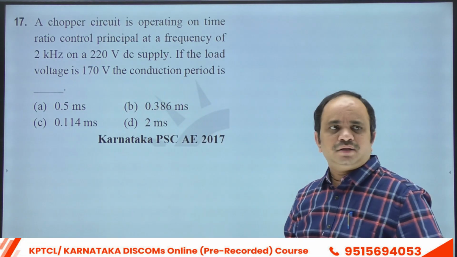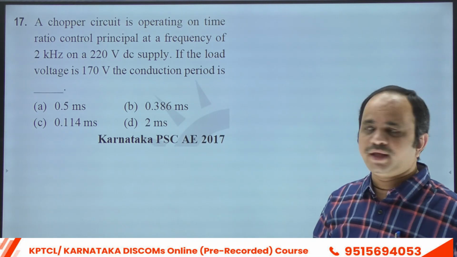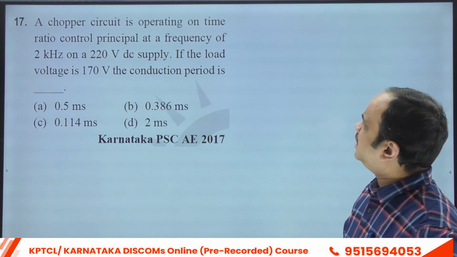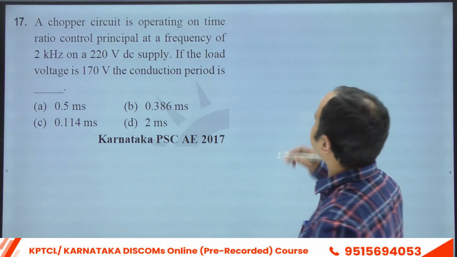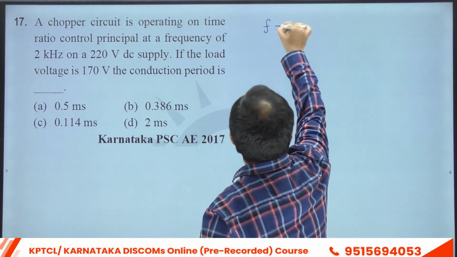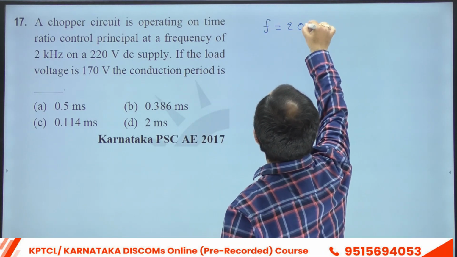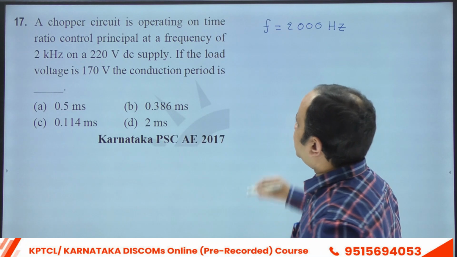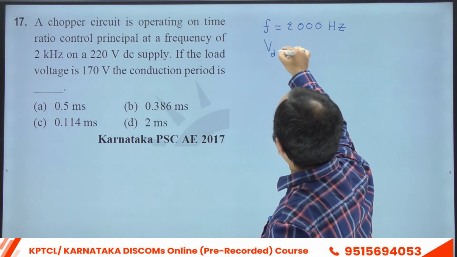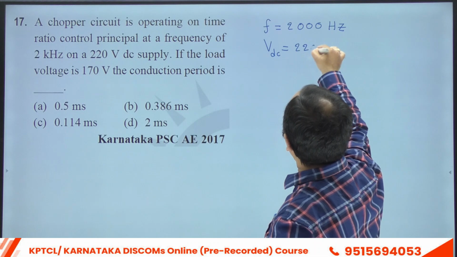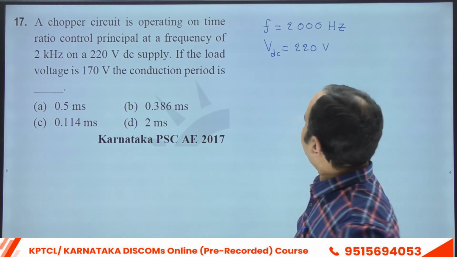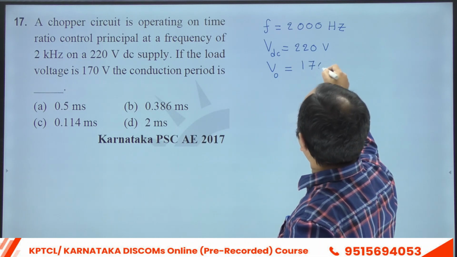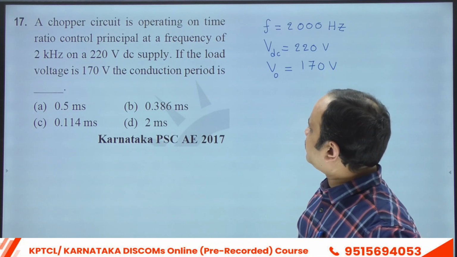Next, the chopper circuit is operating on time ratio control principle at a frequency of 2 kilohertz. Switching frequency is given as 2 kilohertz. Let me write 2000 hertz. With a DC supply of 220 volt. If the load voltage, let me write down V0, is equal to 170 volt. Now what is the question here?